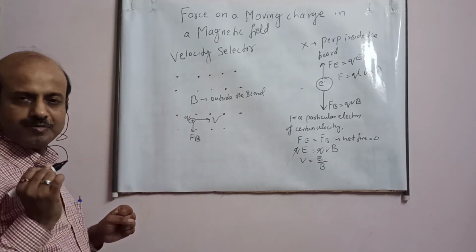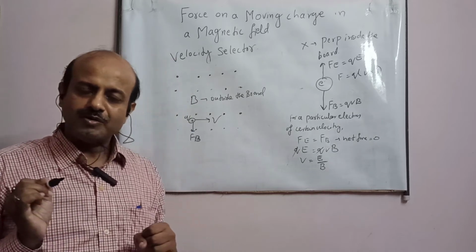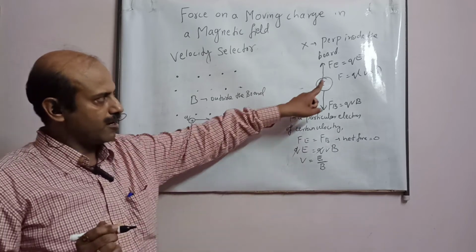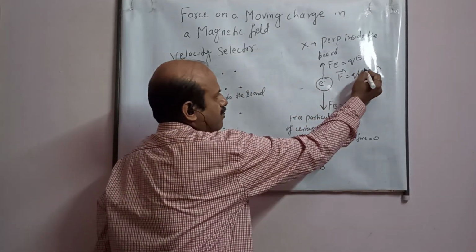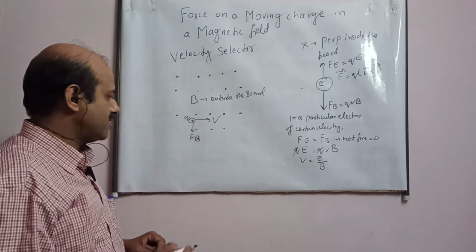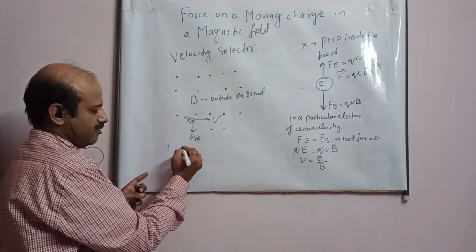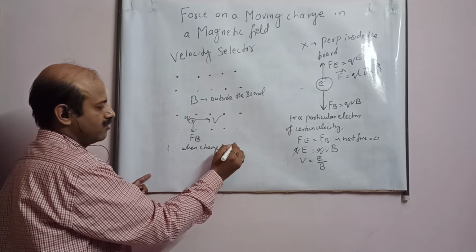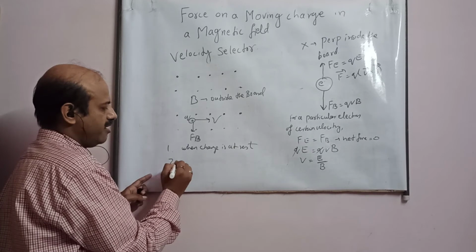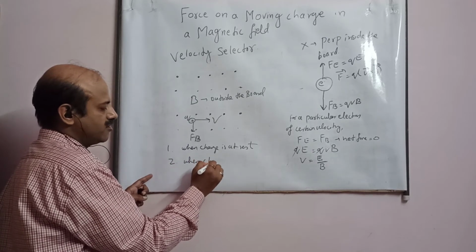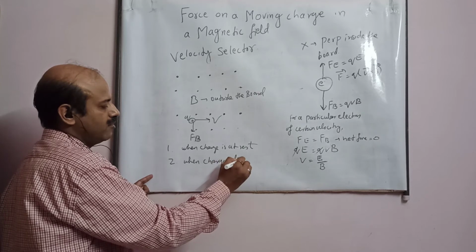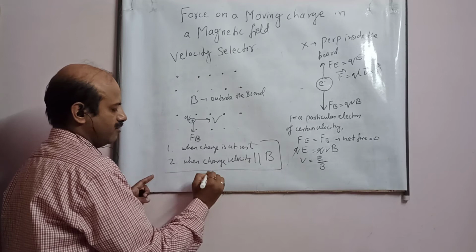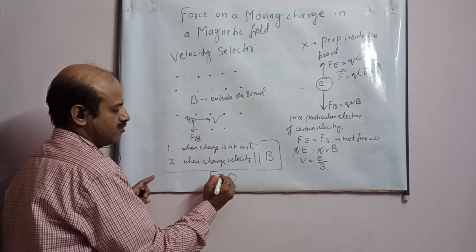So whenever a charge moves in a magnetic field, student, the force will be exerted on that charge according to this rule, the cross product rule. There is a vector product, student. And in two cases the force is zero. First case, when the charge is at rest, and second case, when the charge velocity is parallel to the magnetic field. In both these cases, student, the force is zero.